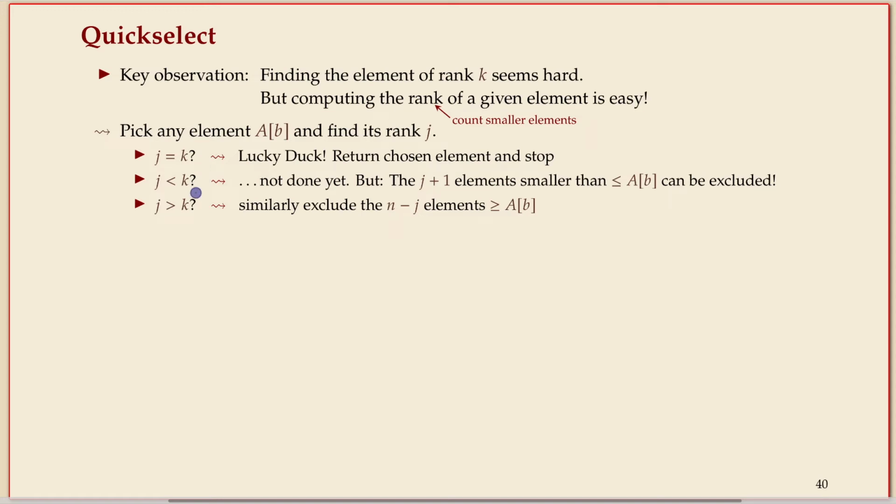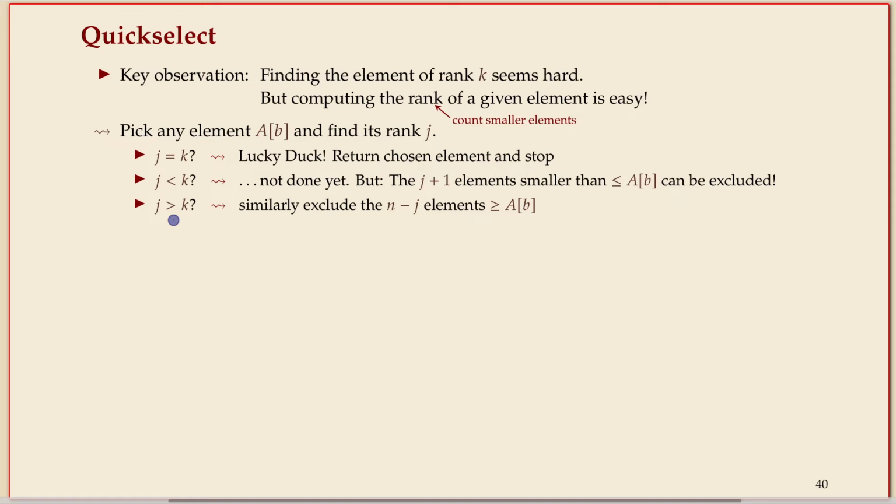So if the element you found is smaller, its rank is smaller than k, you still learn something, because all the elements that are even smaller than this element are definitely not the element of rank k. This one was already too small. The others are even smaller, so throw them away. And similarly, if the element you found is larger in rank than the element you're looking for, all the elements that are even larger are not needed anymore. So far, so good?